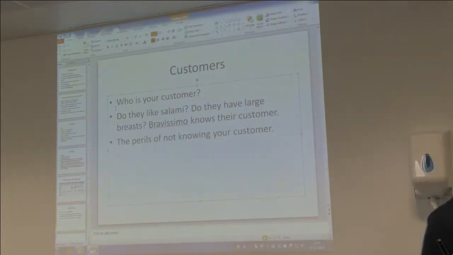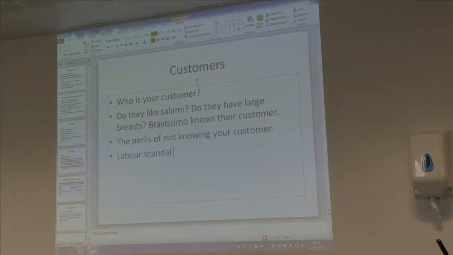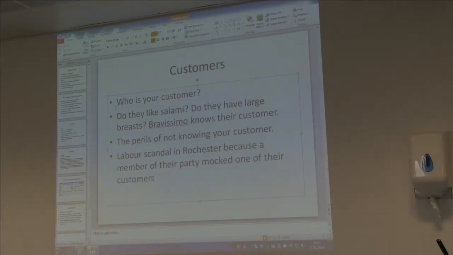So we have the perils of the Labour scandal, which took all of the heat away from the Tories losing that by-election. The Labour scandal in Rochester, because a member of their party mocked one of their customers. That's what she was doing, wasn't it? She was mocking. And Tesco has lost sight. And what does he say?